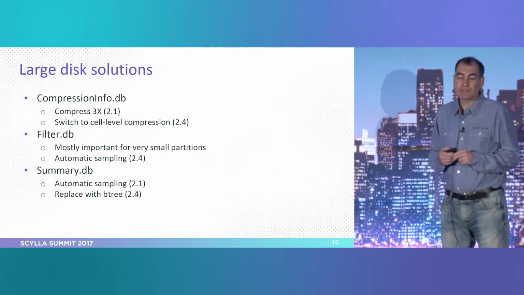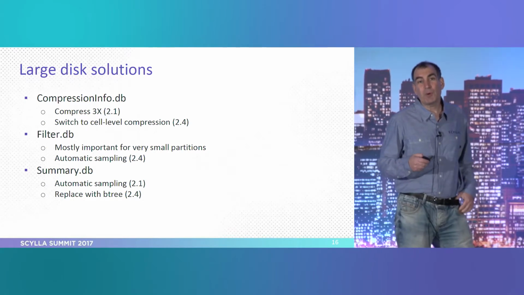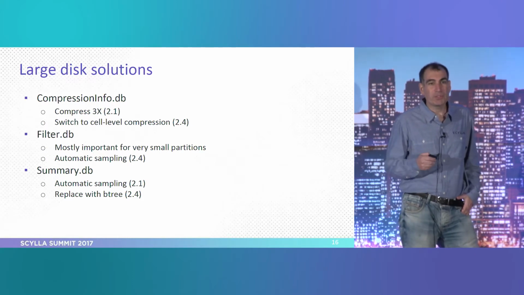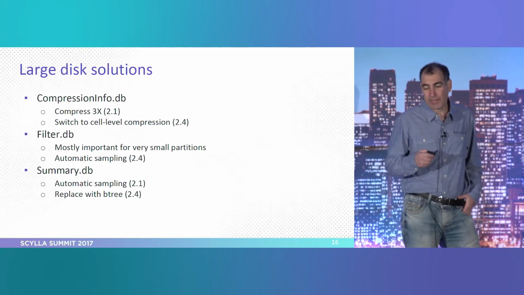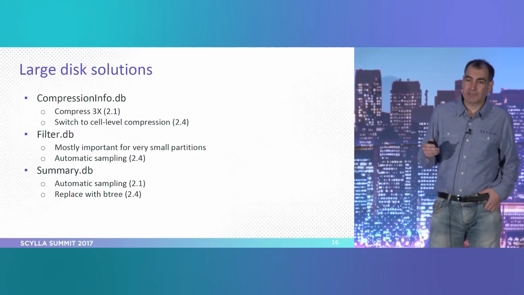So how are we solving these problems? For compression info.db, we've applied compression to that file, and we're able to achieve about a 3x improvement. So that file takes a lot less memory.